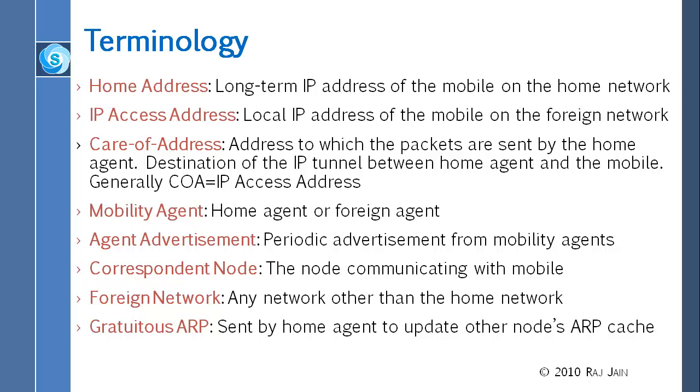So when you get to the foreign network, there are several addresses. There is a foreign agent address, there is a home IP address, and there is a care of address. Care of address could be either the IP address or the foreign agent address. Mobility agent. So either one of those two agents, home agent or foreign agent, are part of a category of agents called mobility agents.